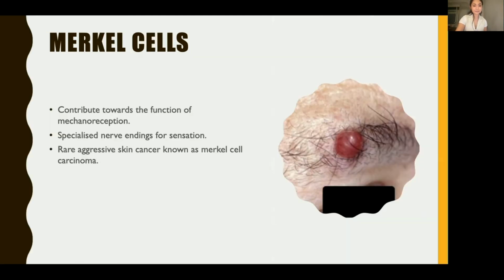Next slide. And the last cell we'll be talking about is Merkel cells. They contribute towards the function of mechanoreception and that whole nervous system, and they contain specialized nerve endings for sensation. Of note, you can have a rare aggressive skin cancer called Merkel cell carcinoma. You would classically find that in the head and neck of Caucasians, people with type 1 or type 2 skin phototypes. Next slide.